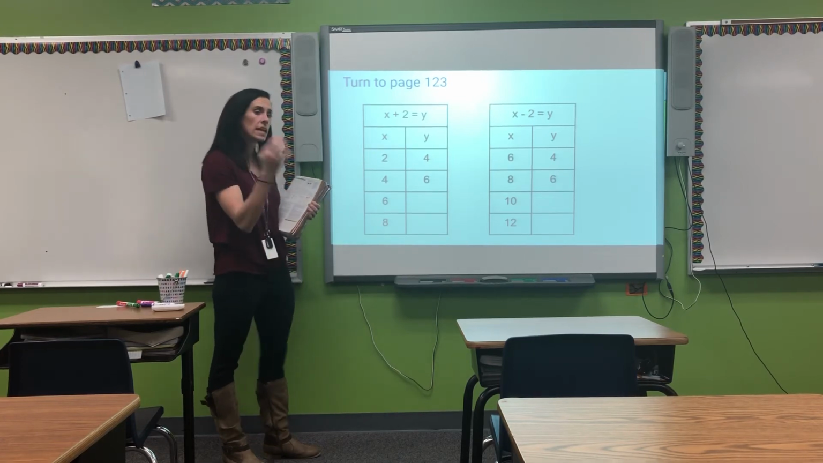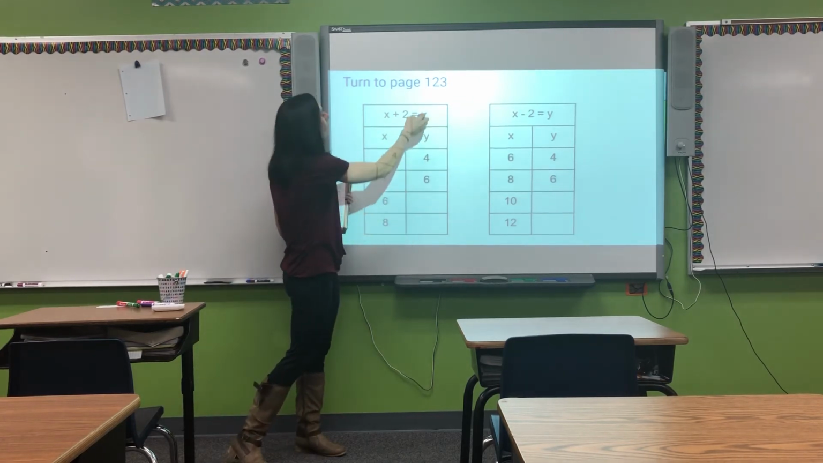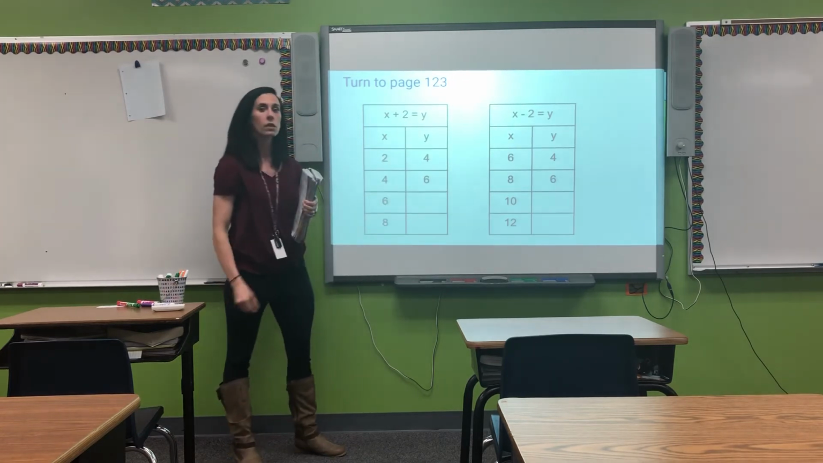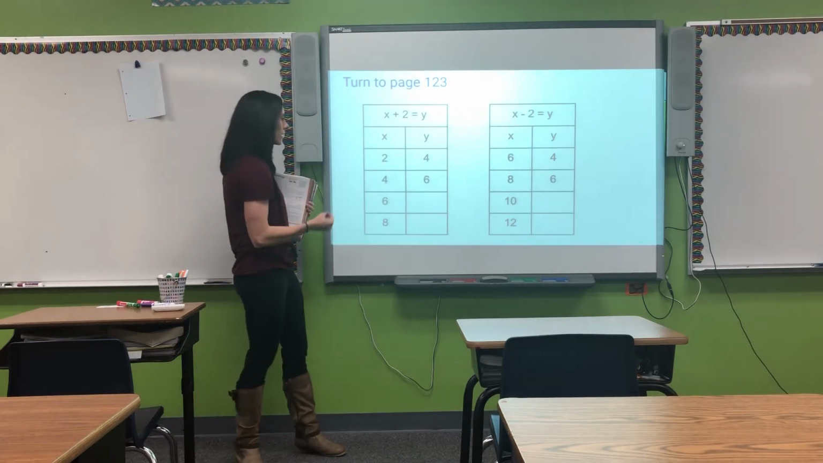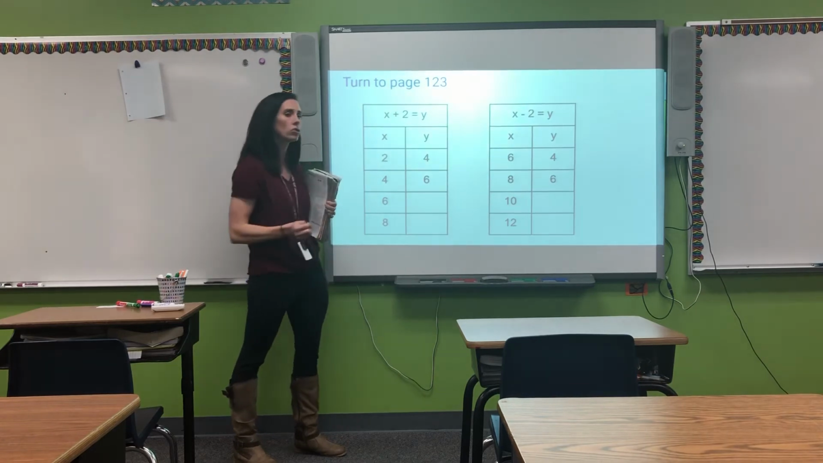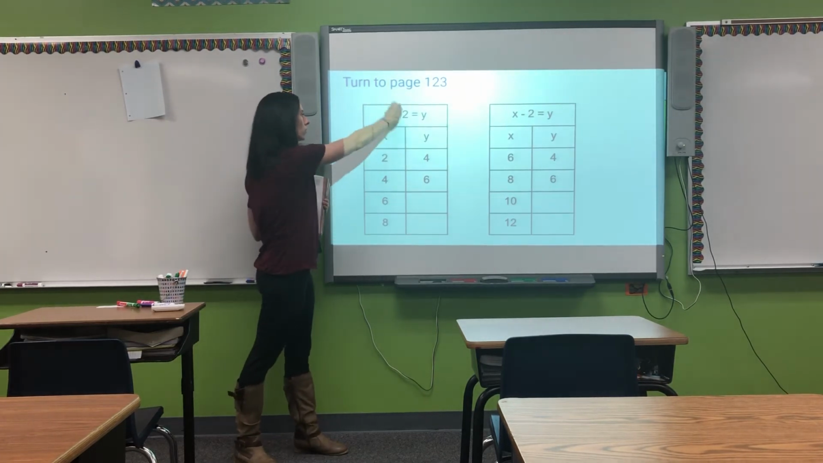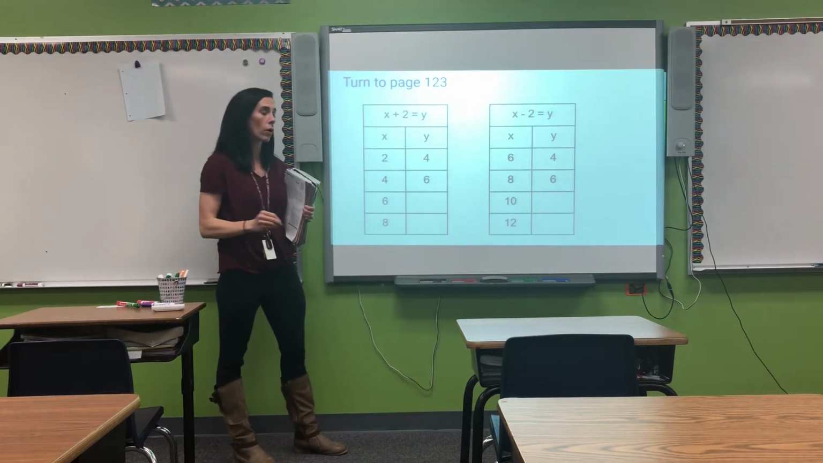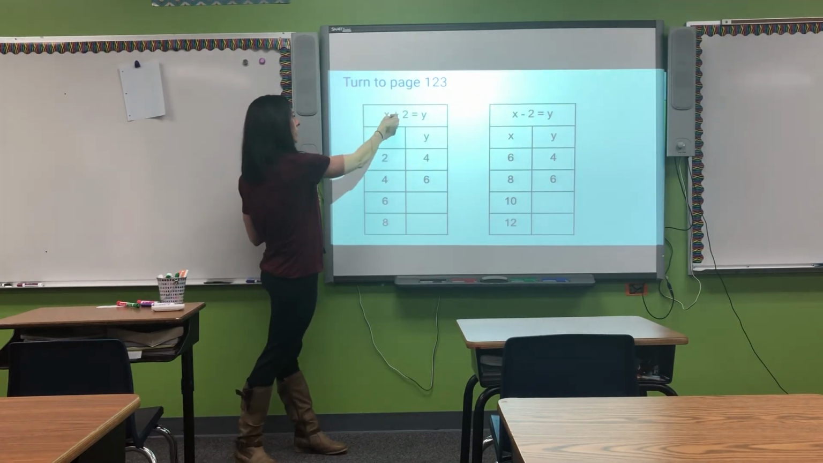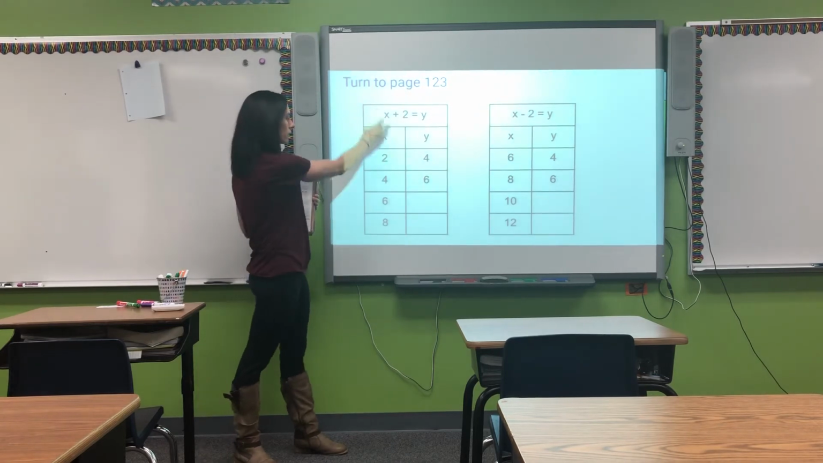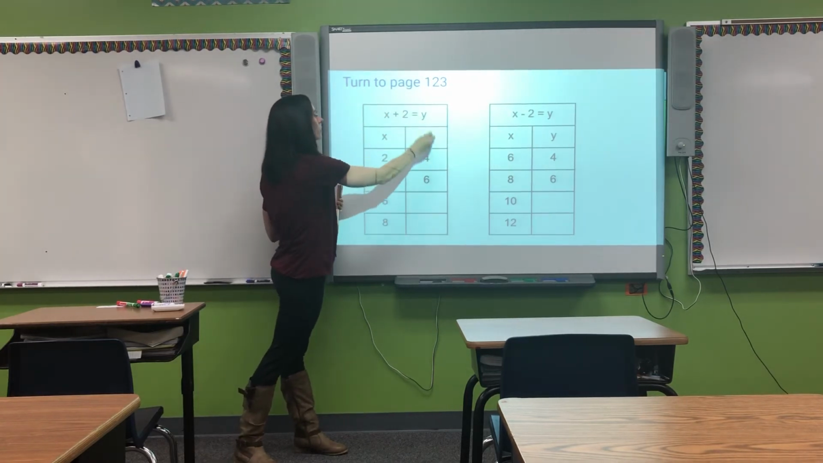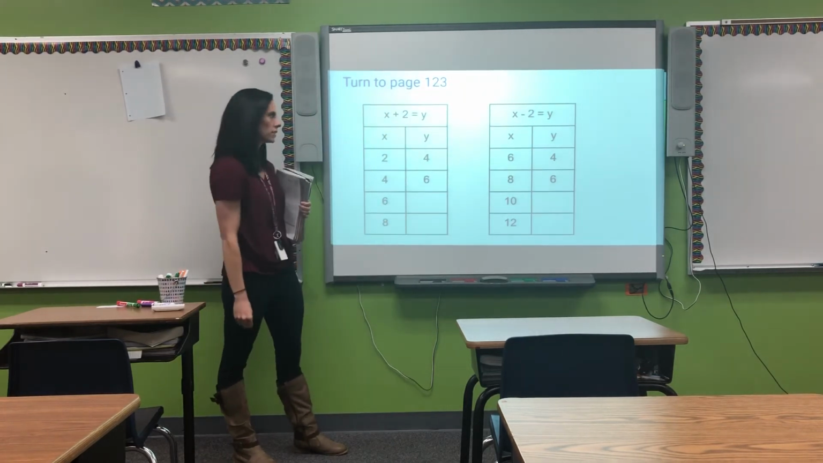And then here's what they did. There's an x column and there's a y column. They started you off and said, okay, let's say x is 2. If x is 2, what is y? Well, we're going to plug it in. Remember, we've done that before. Taking your 2 and putting it in the spot of x. So 2 plus 2 equals 4. Pretty simple, right?